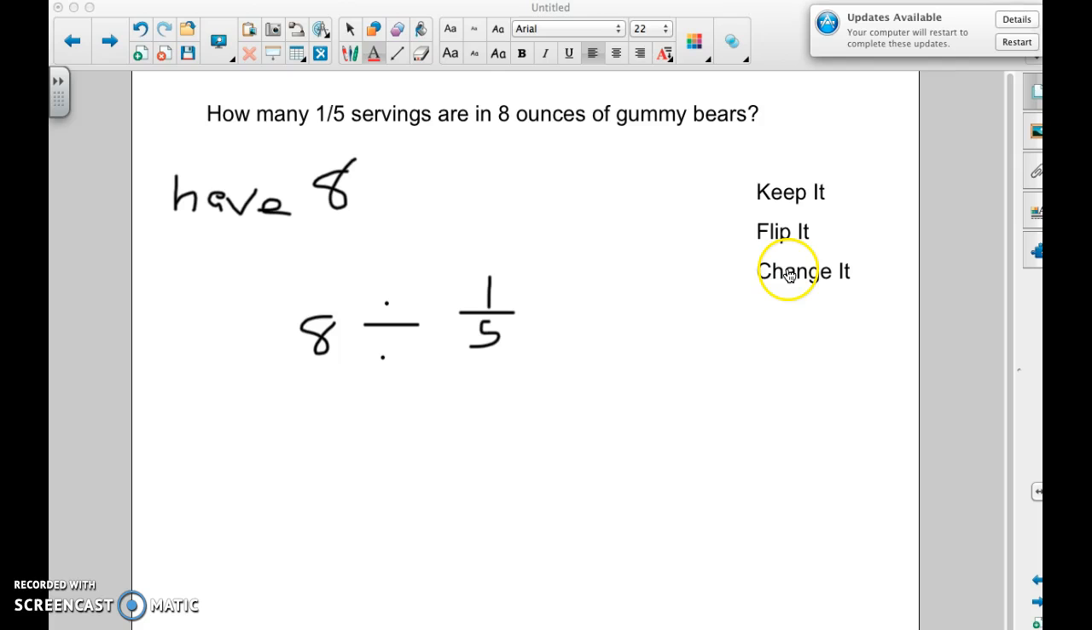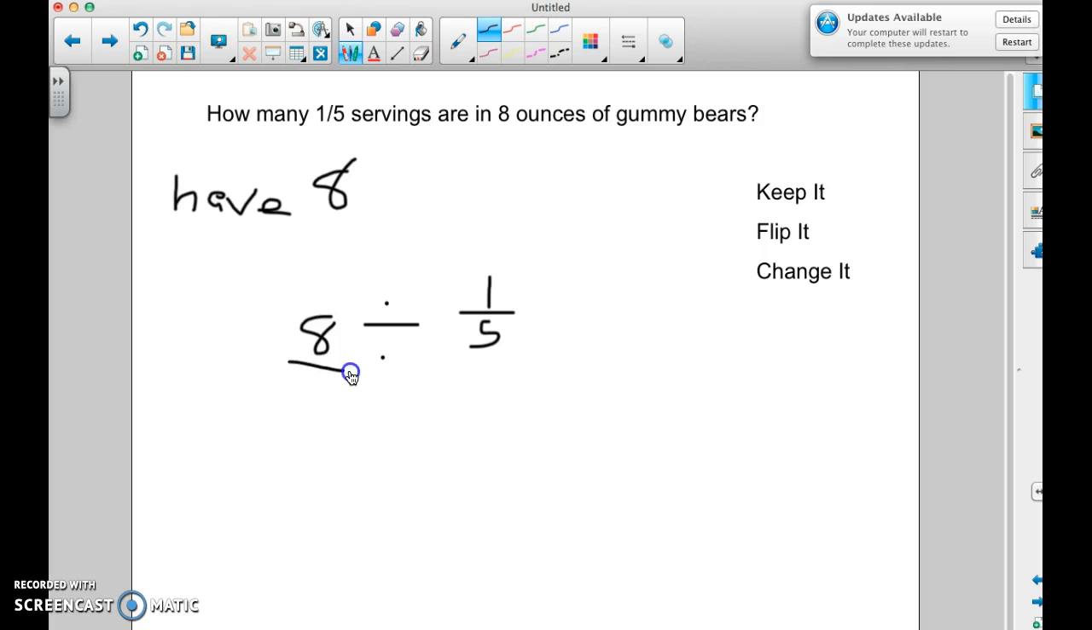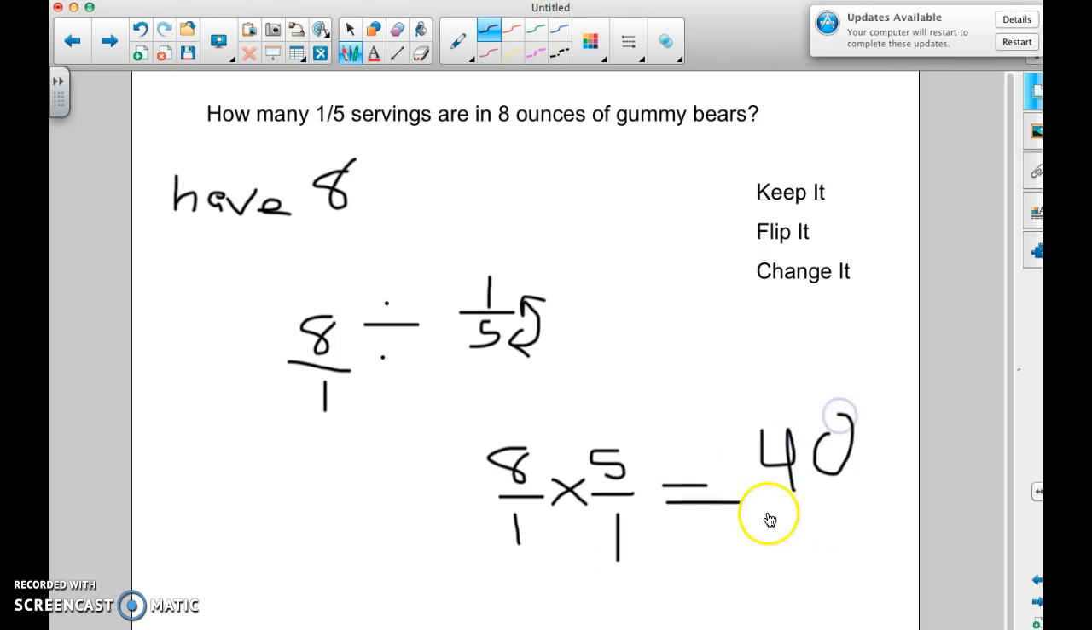All right, so we've got the keep it, the flip it, the change it. I know you guys like to say it that way. I usually say keep it, change it, and flip it because I like to do things in order, but you guys are the rulers. Everybody's just been screaming at me to put this 8 over 1, and I agree with that. So keep it, 8 over 1. Change my operation from division to multiplication. I'm going to give the reciprocal or the flip of this and go 5 over 1. Jasmine, 8 times 5 is 40 over 1, which is also equal to just 40. And we all know that. All right.